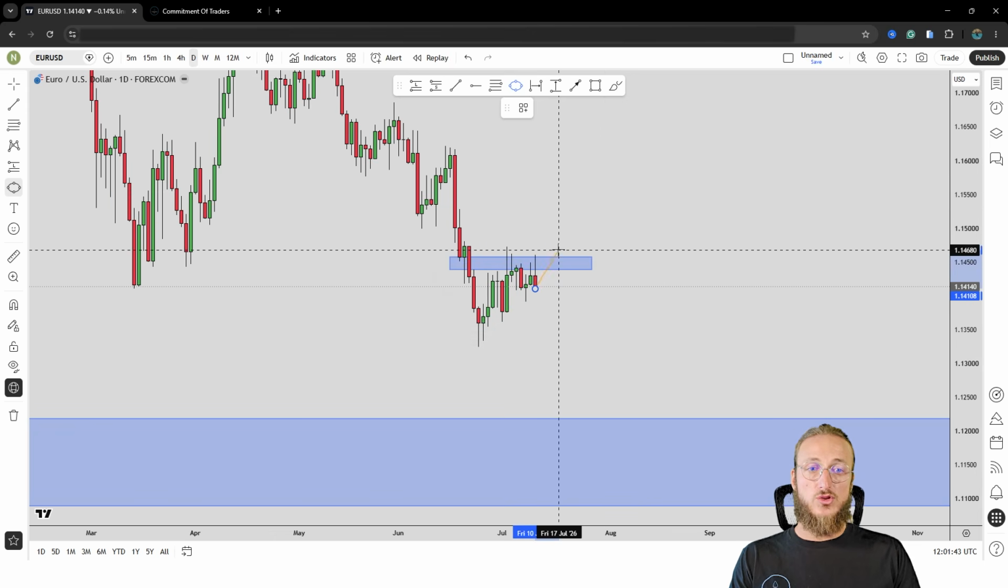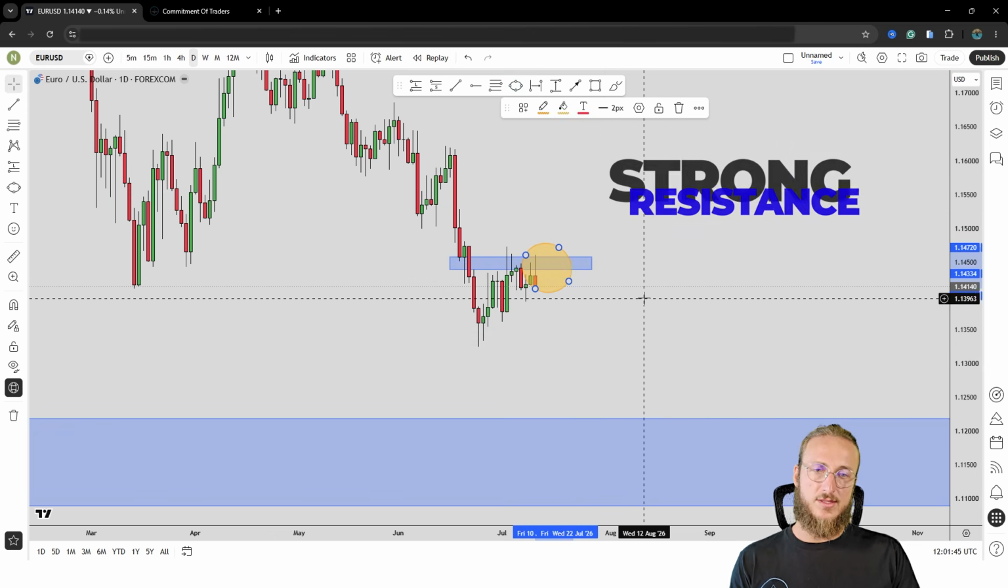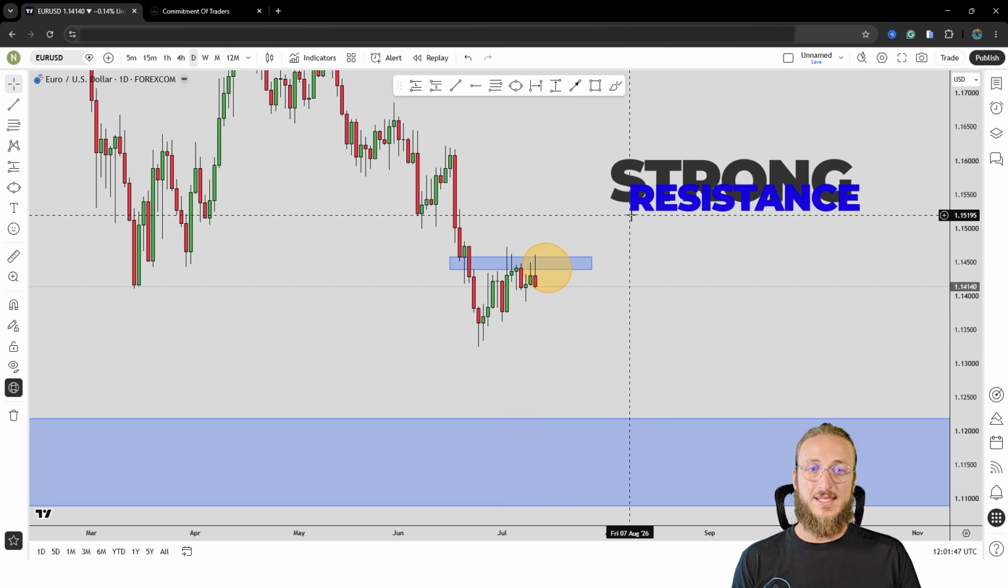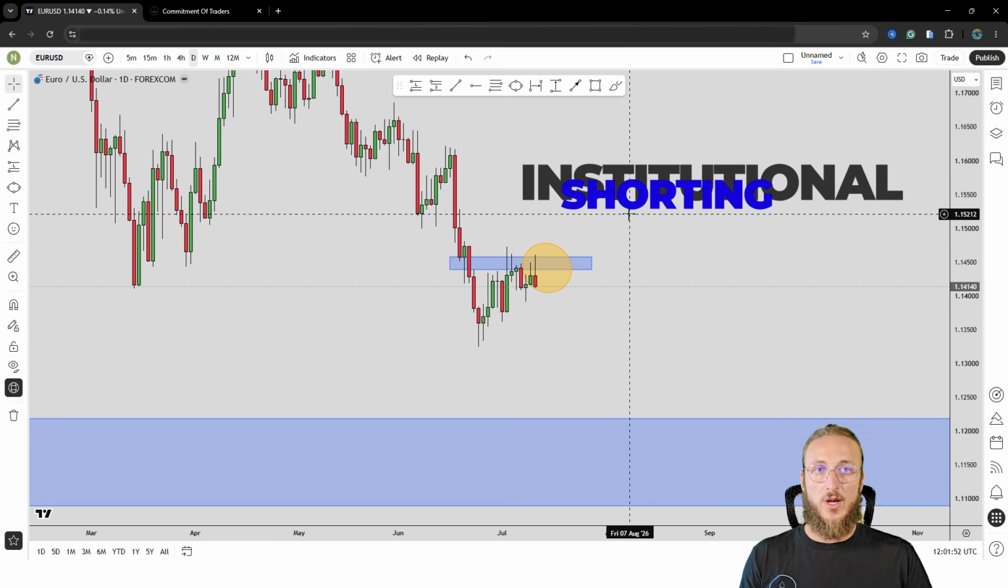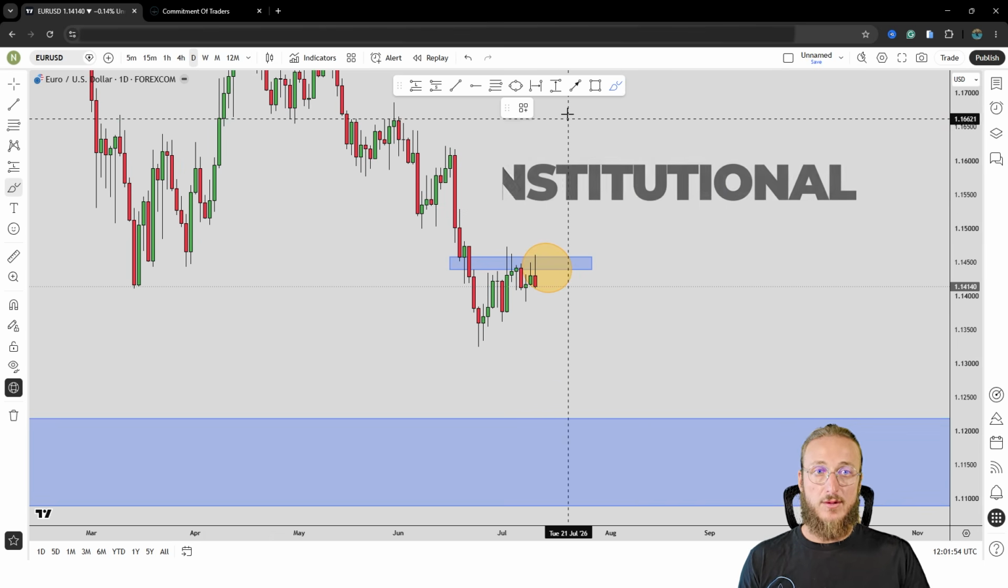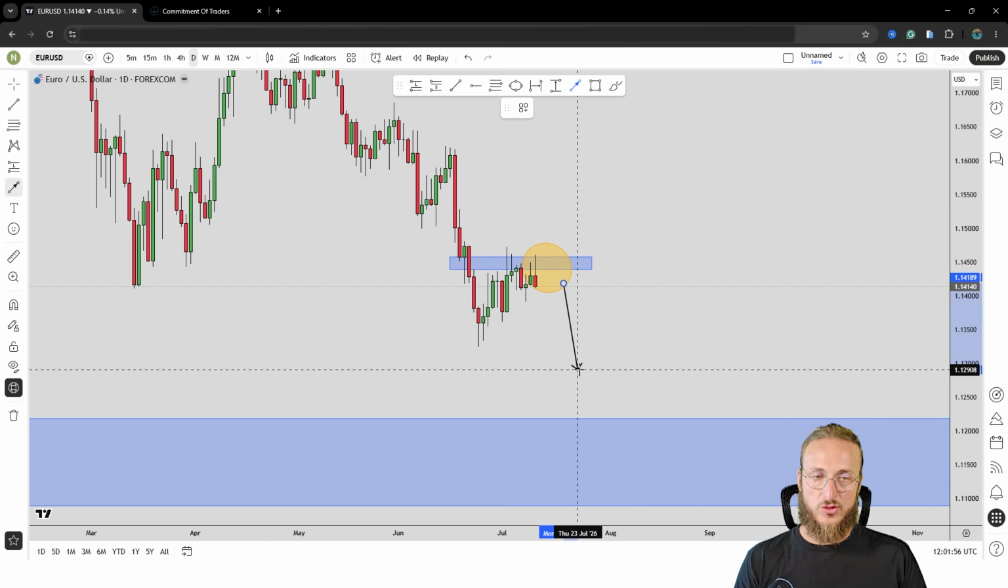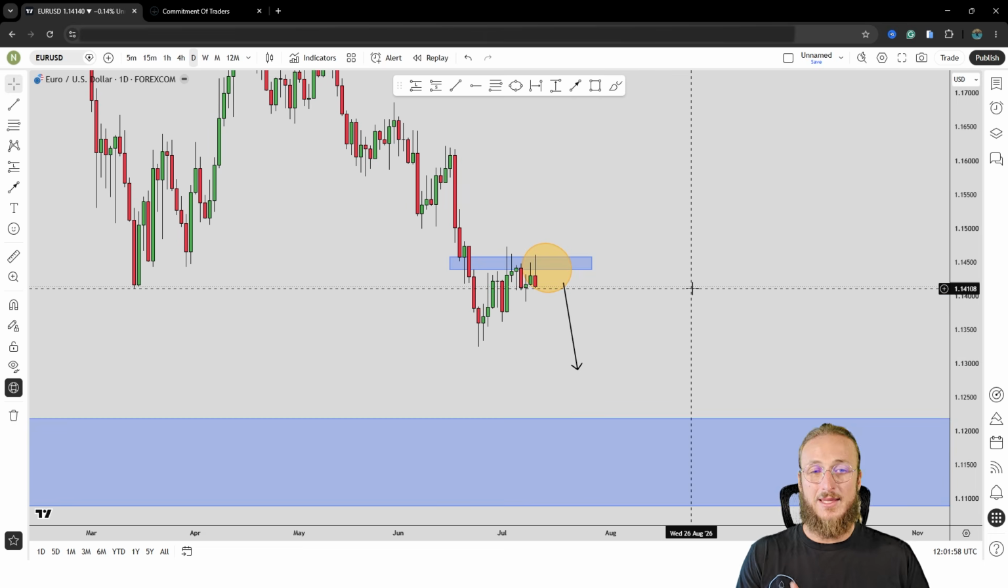So in this kind of situation, we are testing quite strong resistance. So what would I expect here? Well, especially if we will continue to see more institutional selling, as we are already seeing, there is good probability from here to see a rejection to the downside into this zone. But as usual, and as my students know very well, trading is reactive and not predictive.